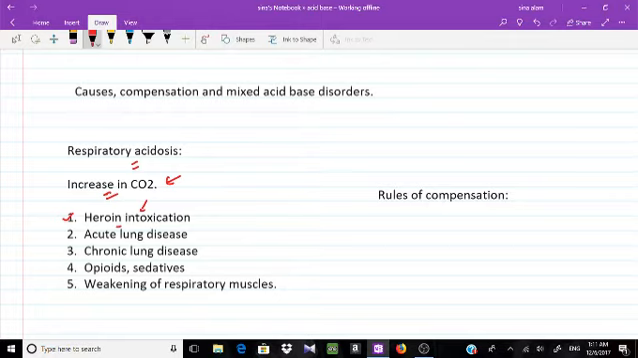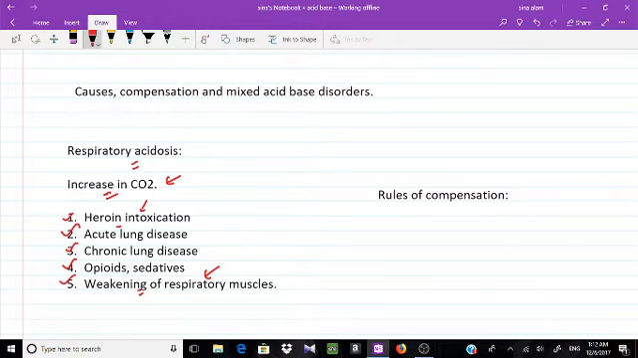Okay. So heroin intoxication causes a depression in our respiratory center, and we cannot get rid of the carbon dioxide, and carbon dioxide accumulates and causes respiratory acidosis. Other causes are acute lung disease, chronic lung disease like COPD, opioid sedatives, and weakening of the respiratory muscles. These lead to an increase in carbon dioxide accumulation in our body, and that leads to respiratory acidosis.